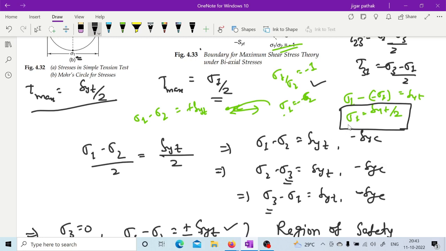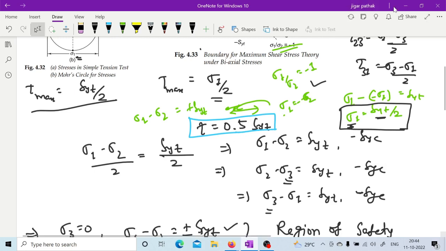So this is how you get the maximum shear stress theory. Actually this is the maximum shear stress, which will be the ultimate tensile strength divided by 2. Basically the shear strength in the case of the shear stress theory is nothing but 0.5 times the ultimate tensile strength. So this is how the maximum shear stress theory gives this value of maximum shear stress: 0.5 times the yield strength in tension.